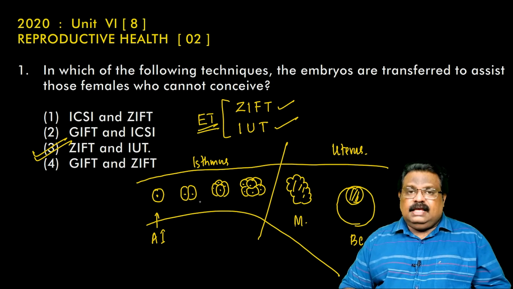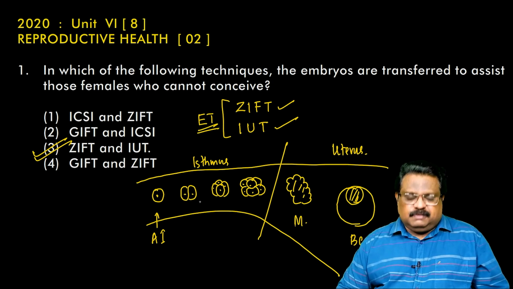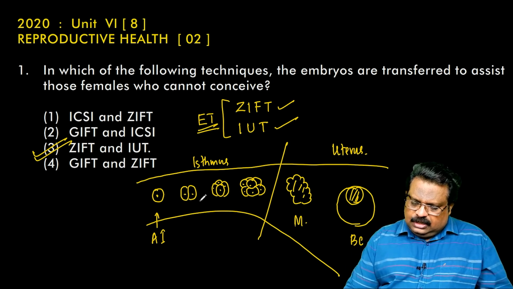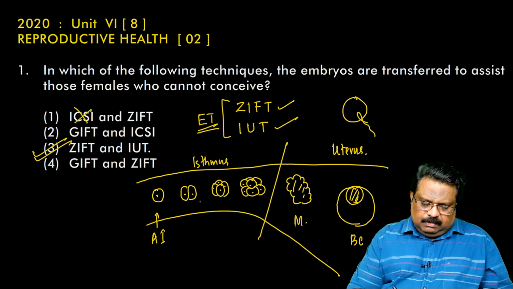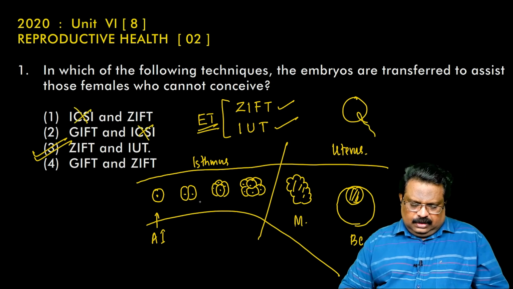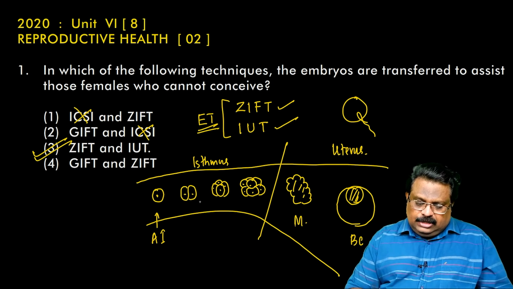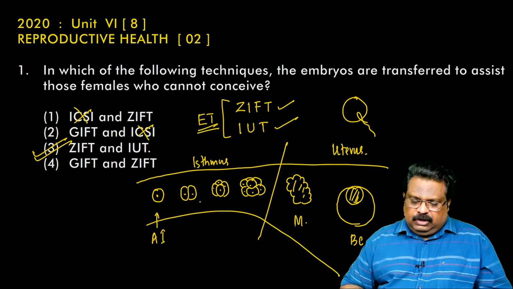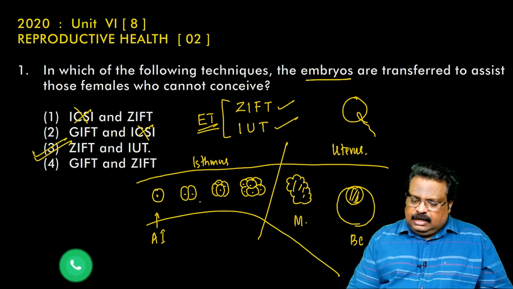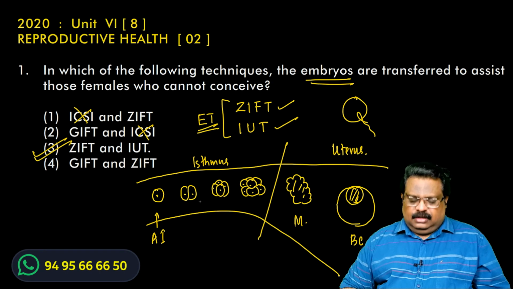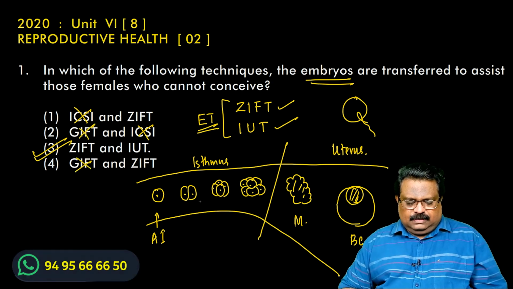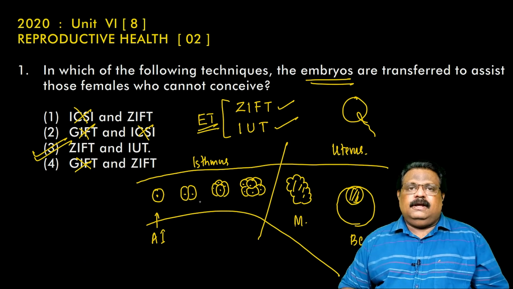Okay. ICSI means intracytoplasmic sperm injection. So in ICSI, the sperm is artificially injected inside the ovum. That is not embryo transfer. Then GIFT is gamete intrafallopian transfer. The ovum is transferred inside it. That is not embryo transfer technology. Here it is said that embryos are transferred. GIFT is gamete intrafallopian transfer. So GIFT cannot be the answer. So the right answer is ZIFT and IUT.